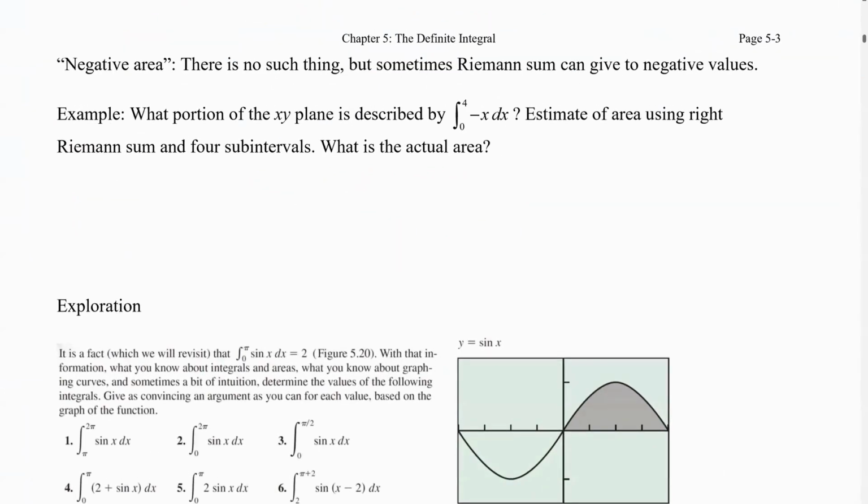Now, we've got to watch out for something here. I put the expression "negative area" in quotes here, because there's really no such thing as negative area. But the Riemann sum formula sometimes gives negative values. Why? Because if we multiply some functional value, which may be negative, times some width, which is positive, we end up getting negative values out.